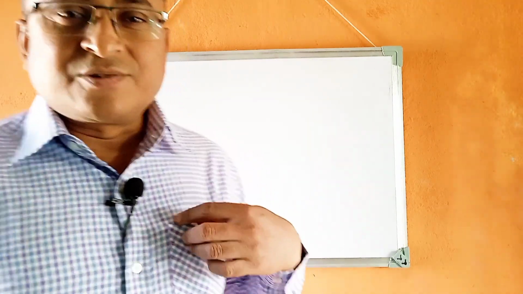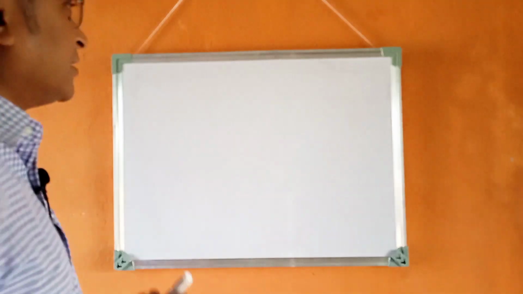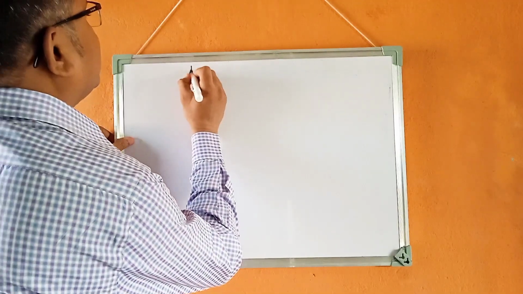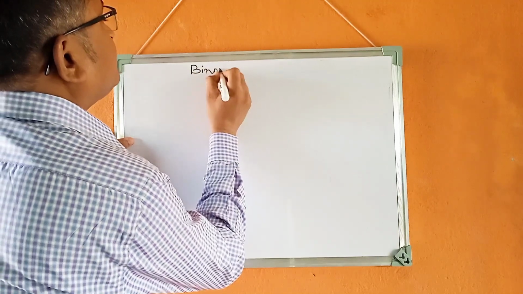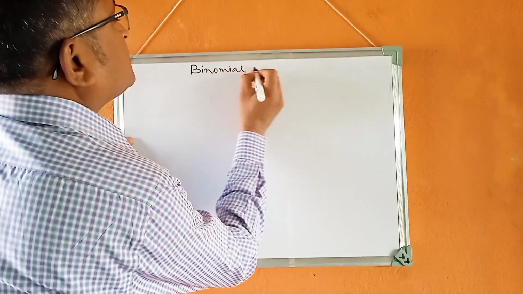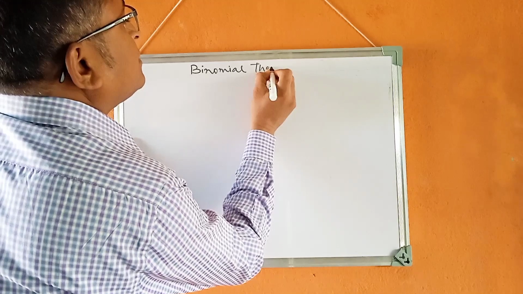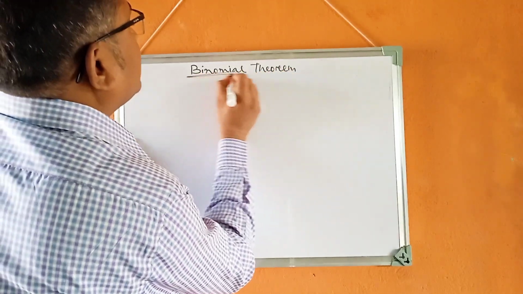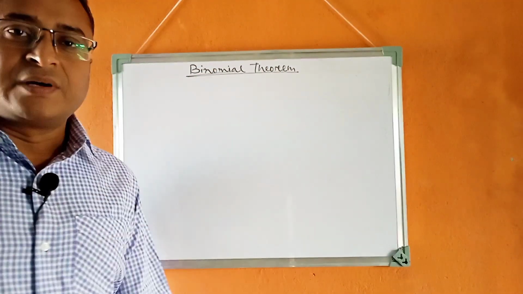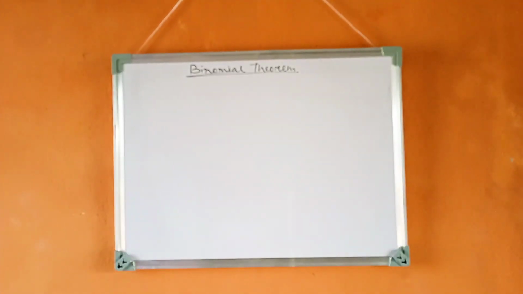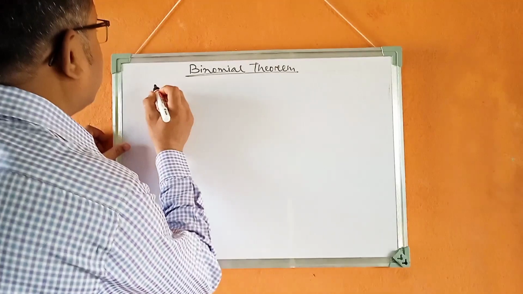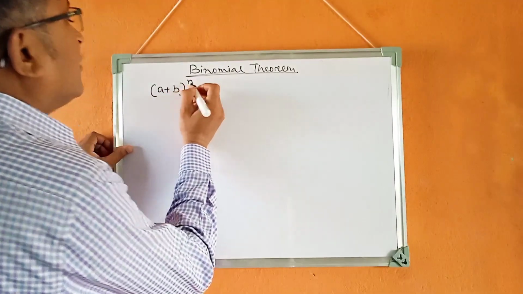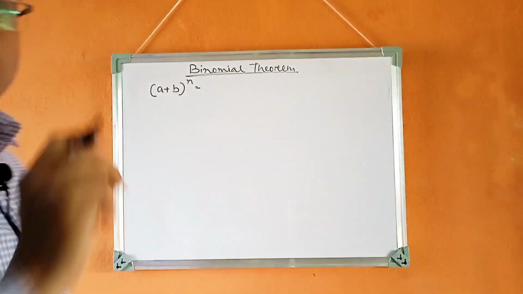Okay, so today we start the binomial theorem, class 11 chapter from the mathematics book. Binomial theorem. Okay, so see, what is the binomial theorem? Suppose (a + b)^n. Okay, this is the form of the binomial theorem.